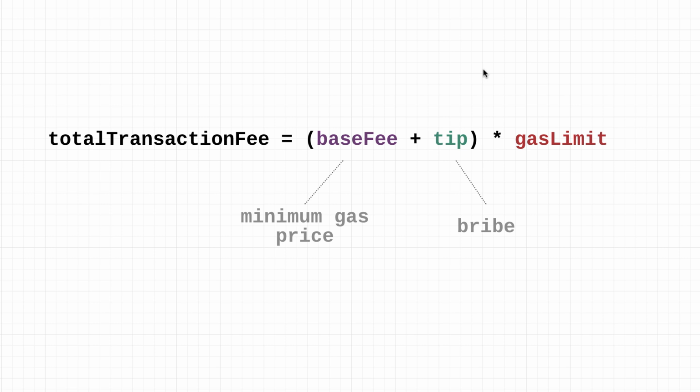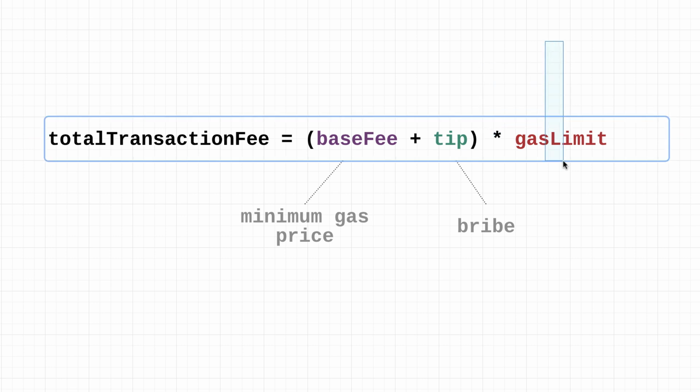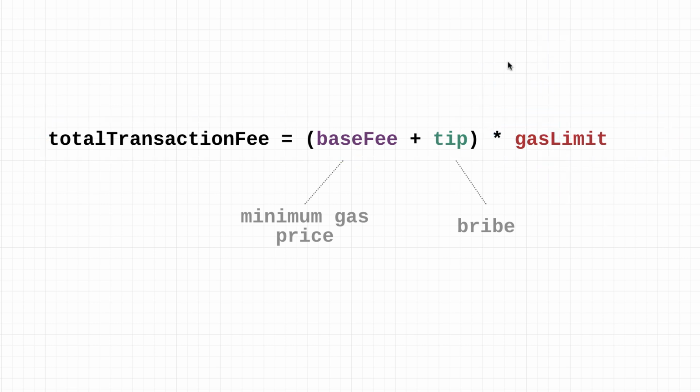Now, to calculate the total transaction fee, you take both of these and add them together, and then you multiply it by the gas limit. Now, this gas limit is just identical to before. It's just the limit that the user sets. So again, just to wrap everything together, total transaction fee is equal to the sum of the base fee plus the tip, multiplied by the gas limit.